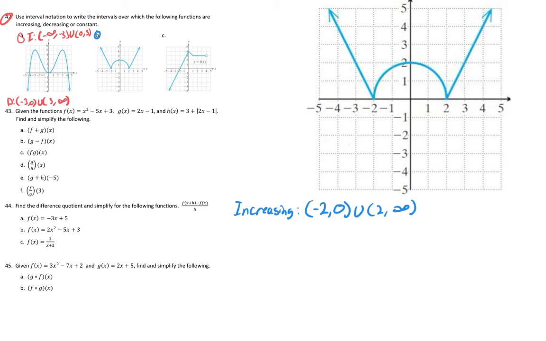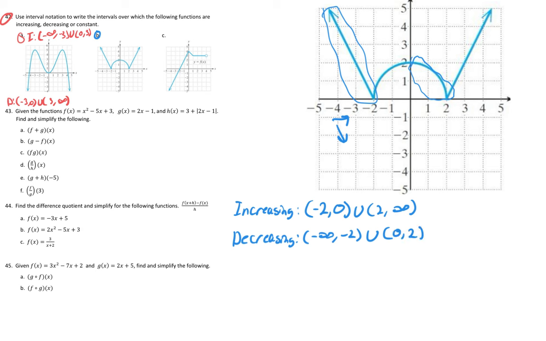And then decreasing, that's going down as we're moving to the right. So this value is decreasing and these values are decreasing. So, and those x values are from -infinity to -2, union 0 to +2.